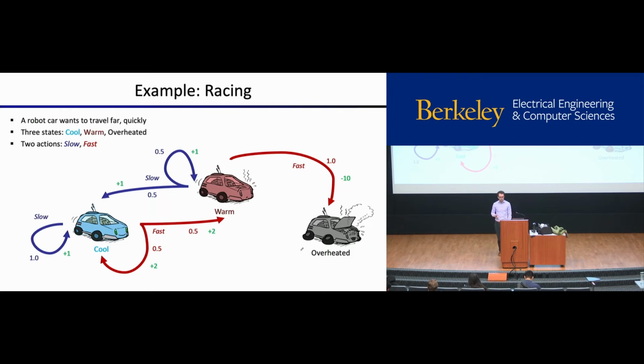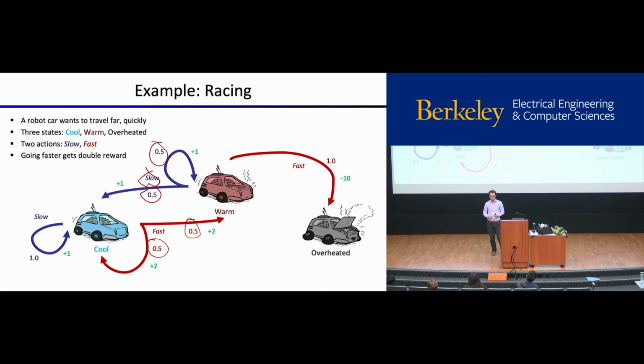And there are some rewards associated with this, right? So going faster, the red arrows get us double the rewards of going slow, except if we overheat, we get a -10 and our car can't run anymore, okay? So these numbers are like the probabilities associated with the different types of transitions. This says if I'm in the cool state and I go fast, then 50-50, I either get to the warm state or I stay in the cool state. And then if I'm in the warm state and I go slow, then 50-50, I stay in the warm state or I get cool again.